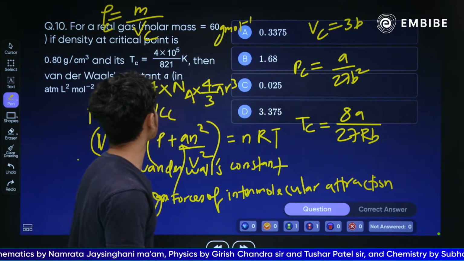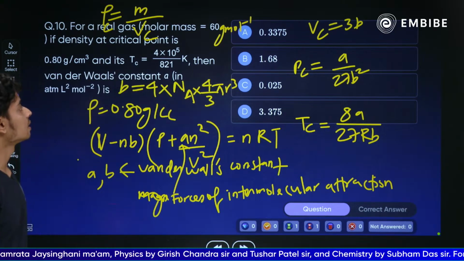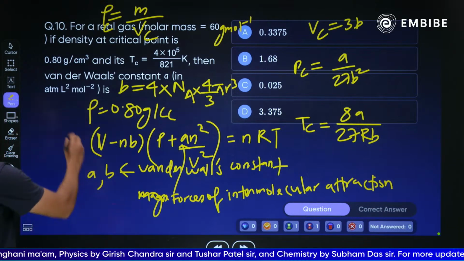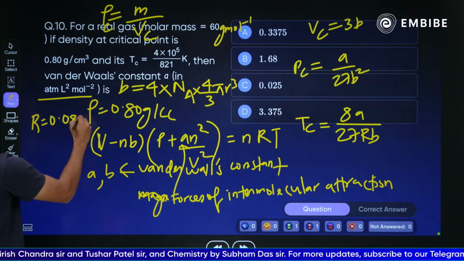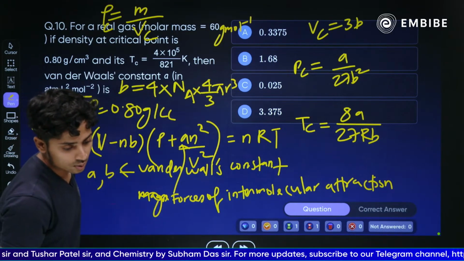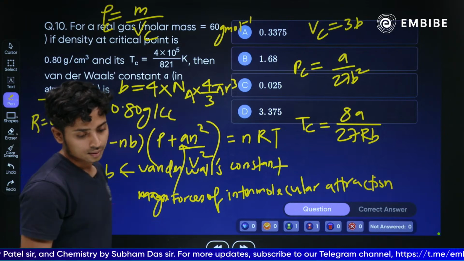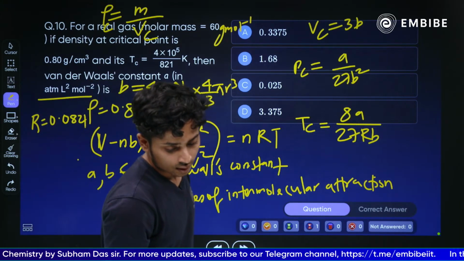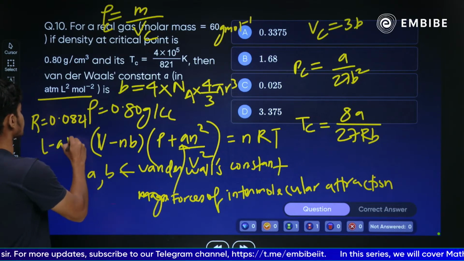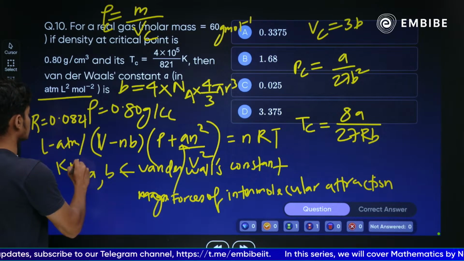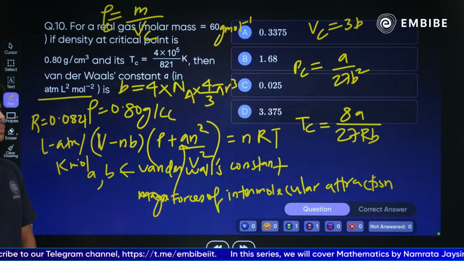R value, here you have to take. R has various values; liter ATM is there, and liter square is given. So the R value here you will take is 0.0821 liter ATM per Kelvin per mole.